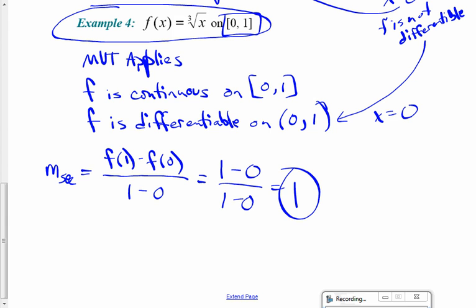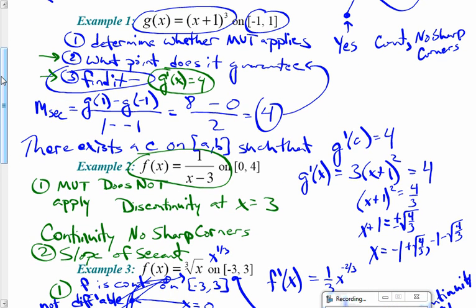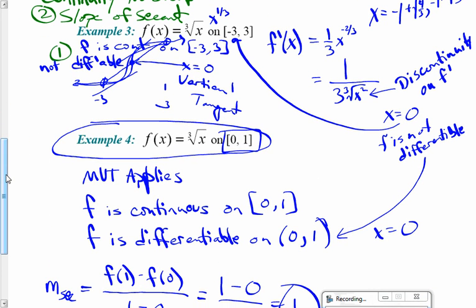Let's wrap up. Gave you a little bit of everything. I gave you one where the mean value theorem clearly applies because it's a polynomial and it's always continuous and always differentiable. Gave you an example of a rational function that had a discontinuity. This one was disqualified from the mean value theorem because of a discontinuity on f. Example 3 was disqualified because it was not differentiable. And how did I know? I took its derivative, and its derivative had a discontinuity. There's a place where the derivative is undefined. And if the derivative is undefined, it's not differentiable.